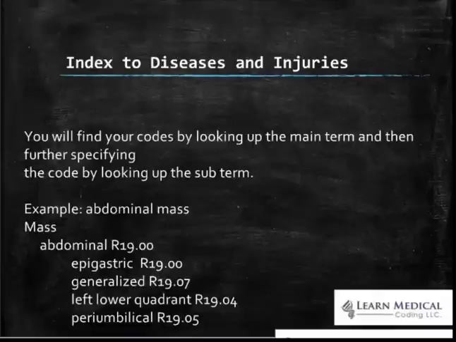So if the physician diagnosed the patient as having an abdominal mass in the upper gastric area, you would code it as R19.00. If it's diagnosed as being in the periumbilical area, it would be R19.05. Okay?